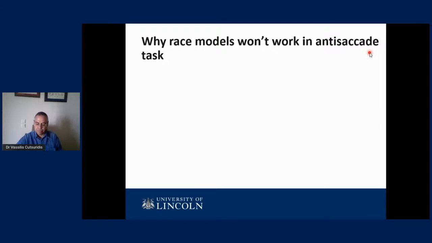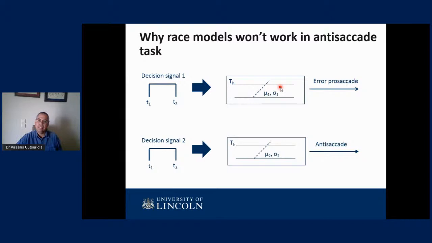So let's make a simple assumption that we have two decision signals, decision signal one and decision signal two. They're two different decisions that are going to decide which one you're going to make. They're going to generate different eye movements. And for the sake of simplicity, let's make each decision signal have the same duration and the same intensity. And let's say that each decision signal is integrated by two different but independent race models. So one race model is this, and the other race model is that.